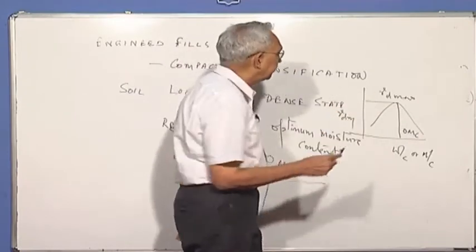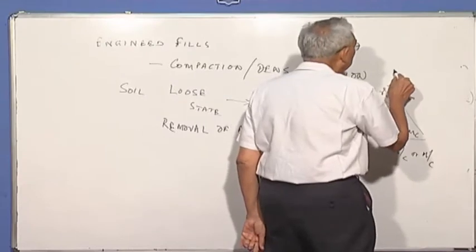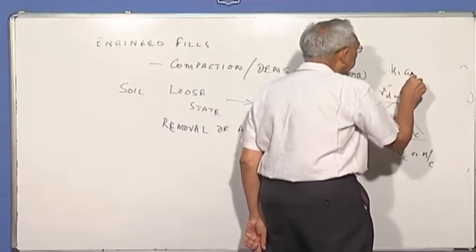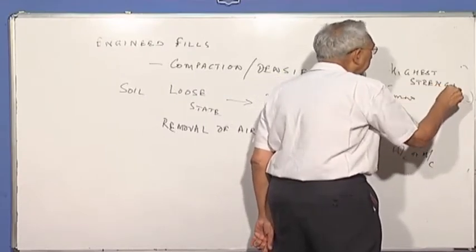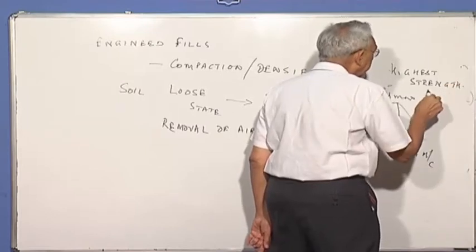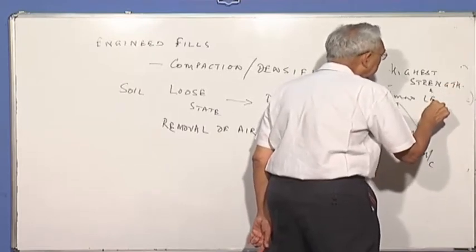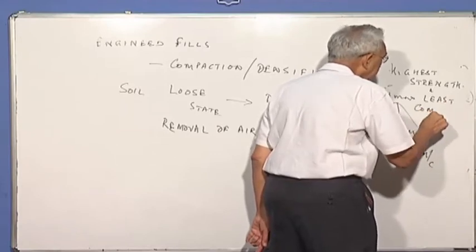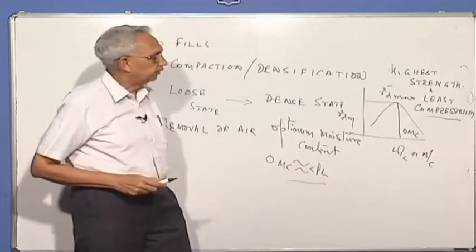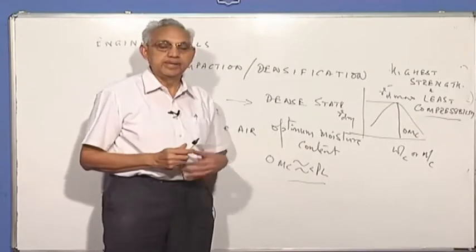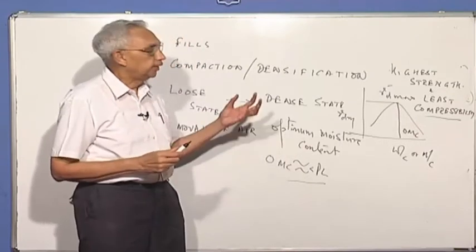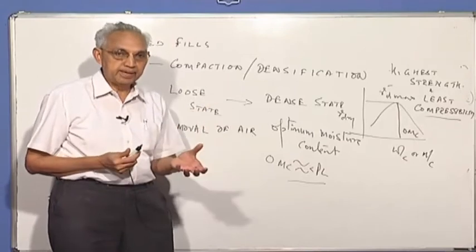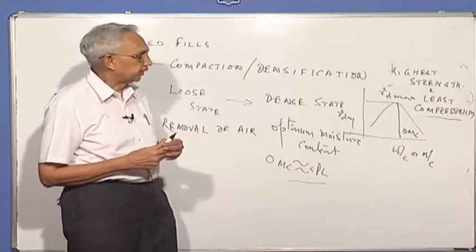And the best density also corresponds to the highest strength possible. So the soil will have high strength and also least settlement, or compressibility. The compressibility is the least. So we normally try to achieve this. This is particularly true for construction of embankments, dams, road pavements, etc.